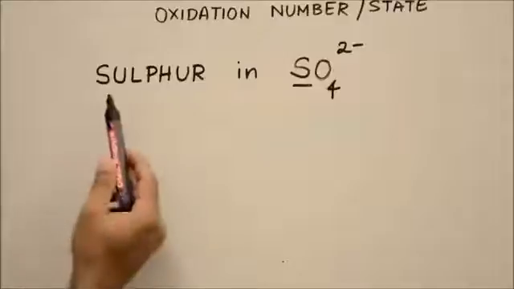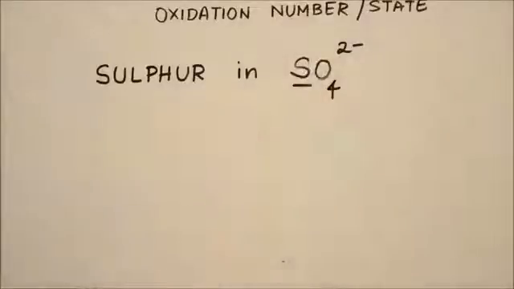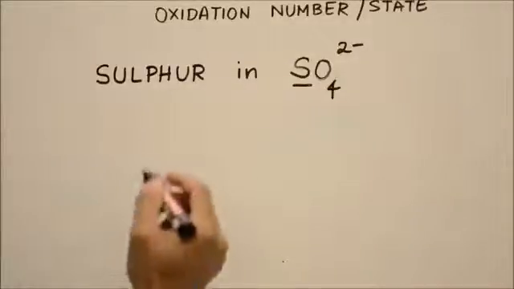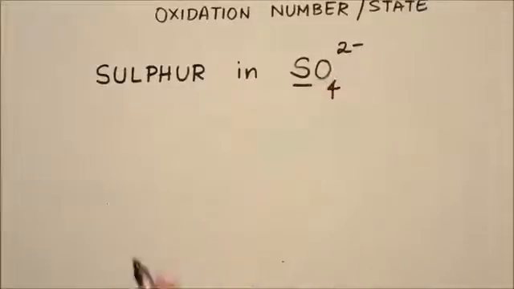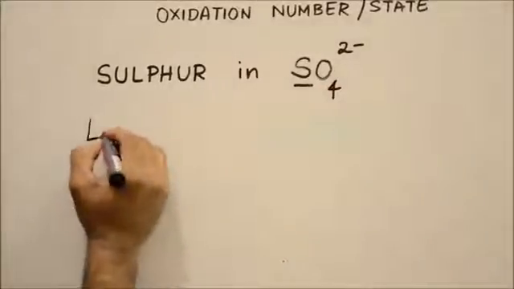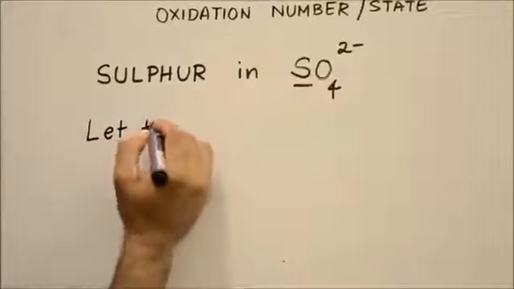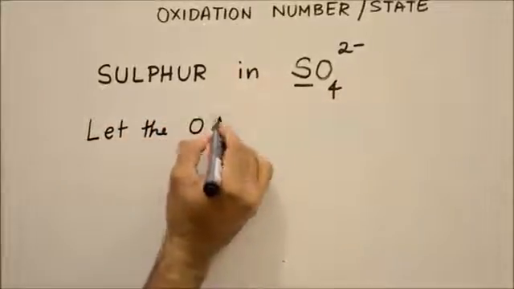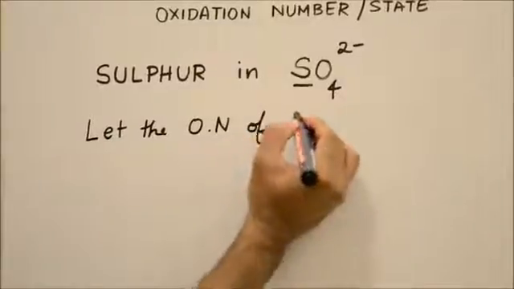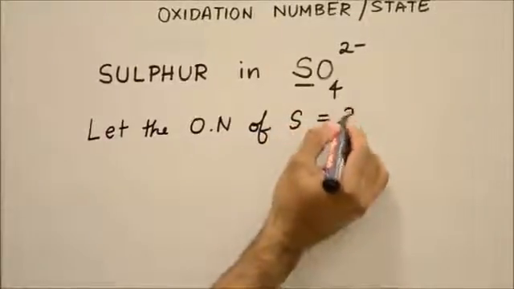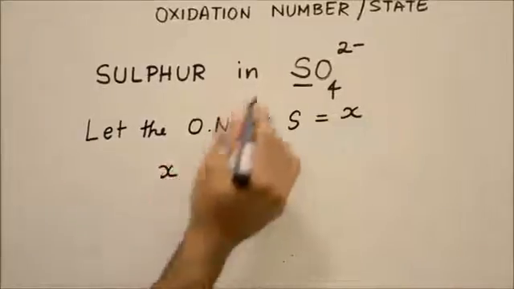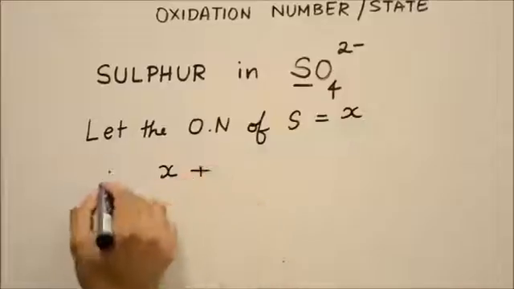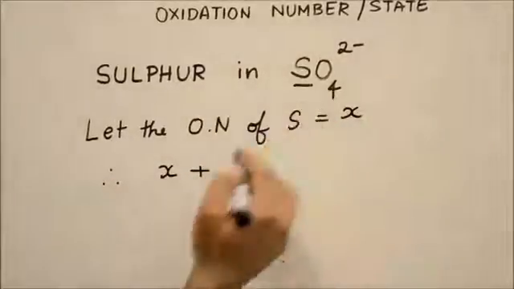We have another example, that is sulfur in sulfate. Here there is a charge on the polyatomic ion. If we remember the rule, it says that we need to add up the oxidation states and the sum should be the charge. So once again, we repeat the same procedure of calling the oxidation number of the underlined element X. So let the oxidation number of sulfur be equal to X.